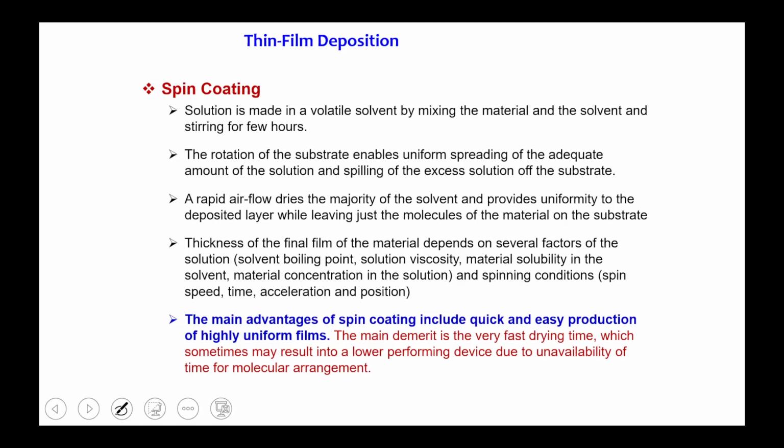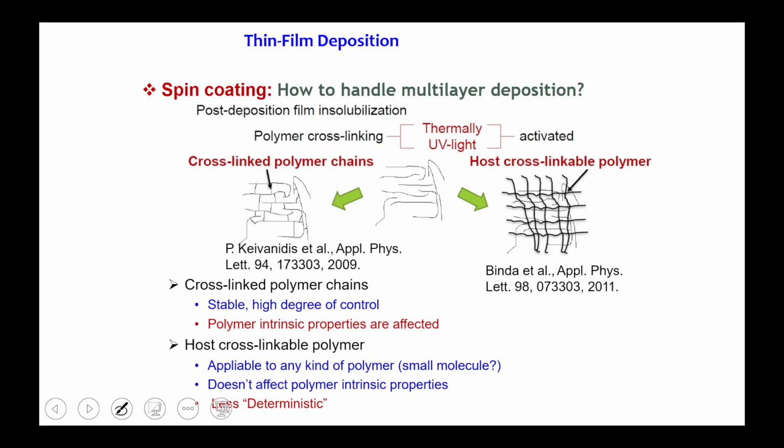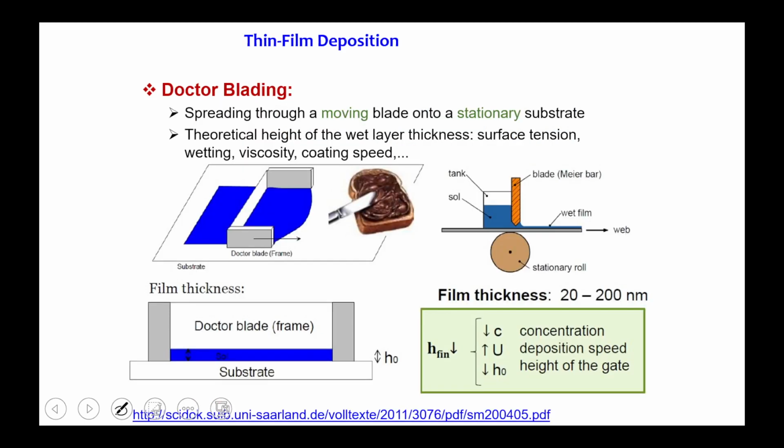The main advantage of spin coating includes quick and easy production of a highly uniform film. So these are the thin film depositions of the spin coating system. Another technique through which you can deposit thin film is doctor blading. With a blade, you drop cast the solution, put the blade on it, and the blade will move like this to make the film uniform.